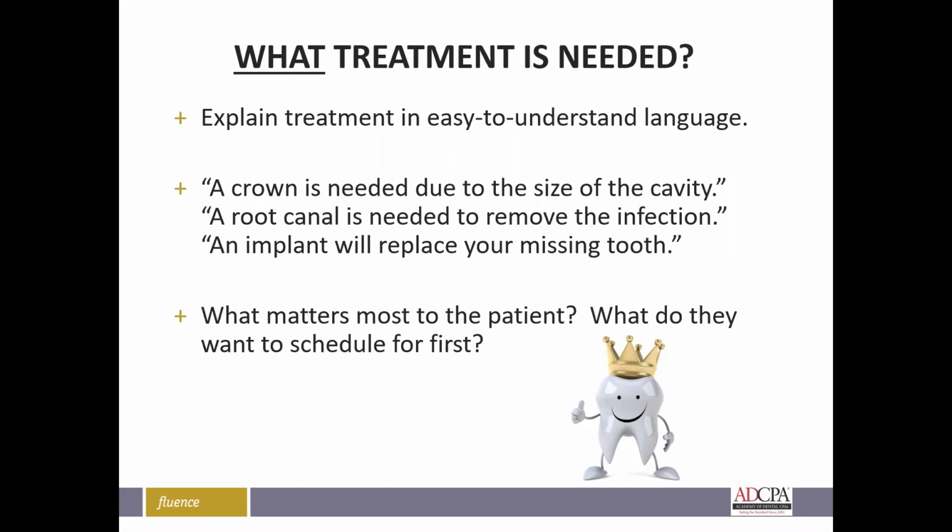Or we took an intraoral photo of your upper right bicuspid. You can see the cracks. And that old filling in the dark area you see, that's a cavity. We need to replace this old filling with a new one to protect against further damage. So I'm very clear in this example about the need for a filling. So you need a crown due to the size of the cavity, or a root canal to remove infection, or maybe an implant to replace missing teeth.